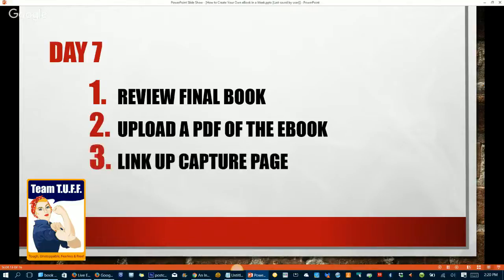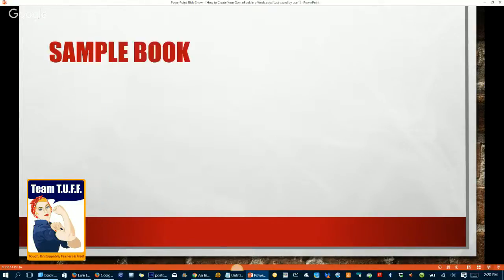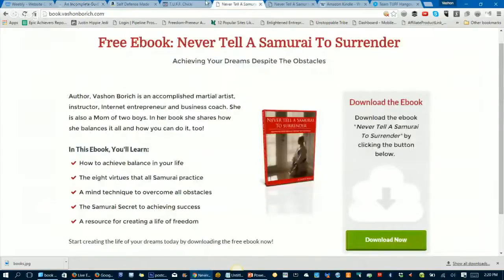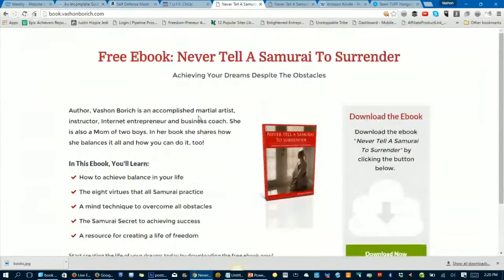We already did that. Hold on, let me go one more here. Here we go. Okay, so I wanted to show you here my sample book. I think I showed it to you earlier, but we go to book.vishanborich, and let me just go back there again. So this is what I use, and I wanted to just revisit this. This is what I use as my freemium to get leads.